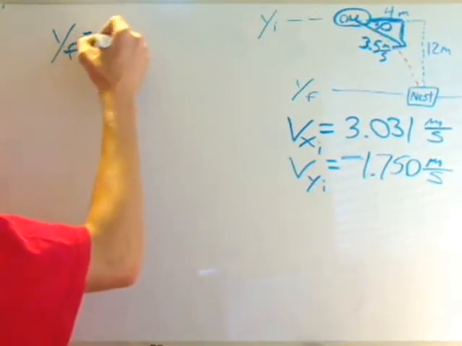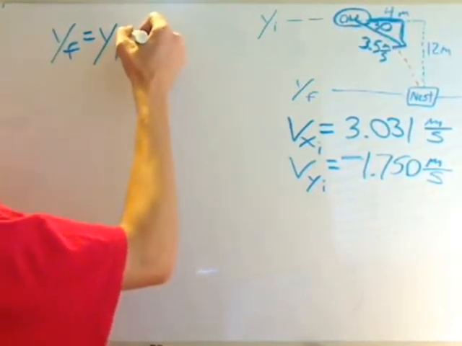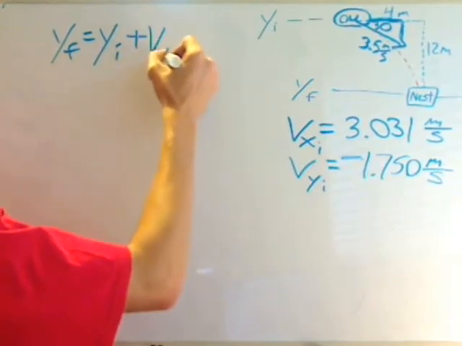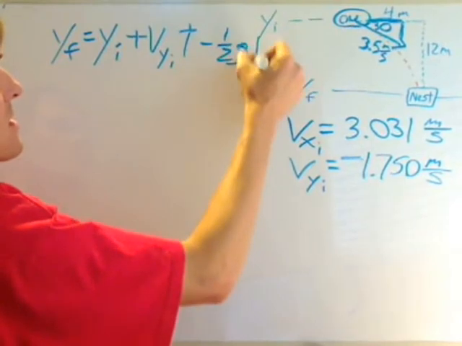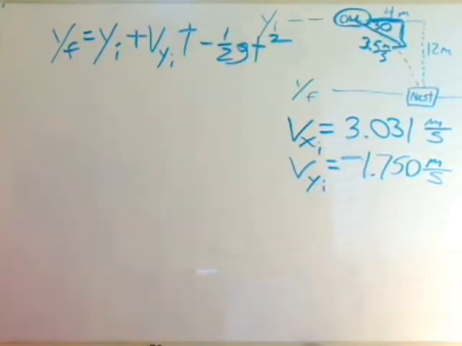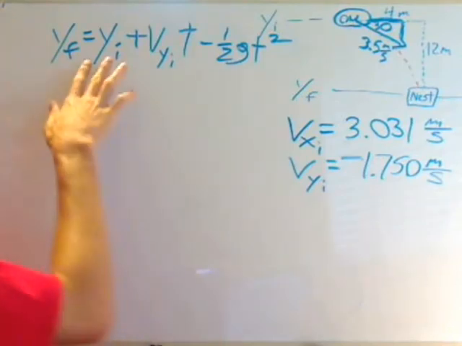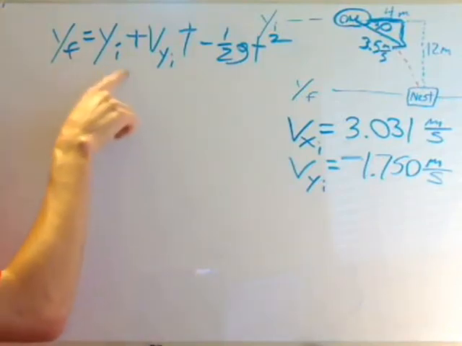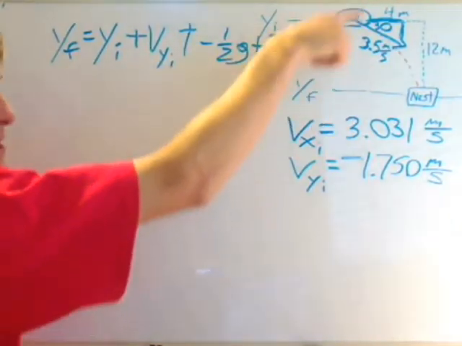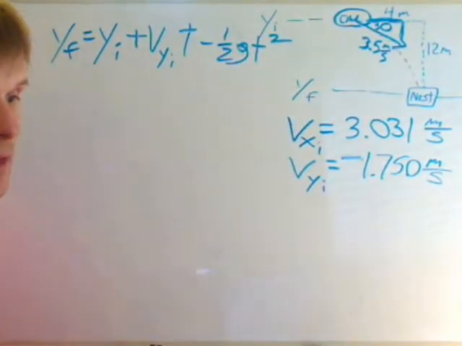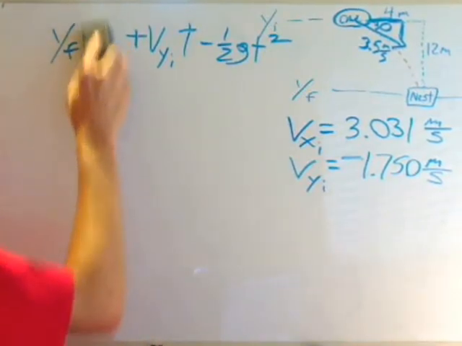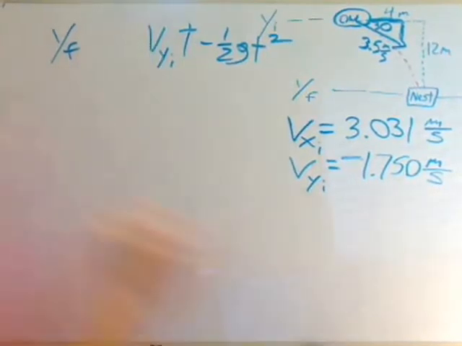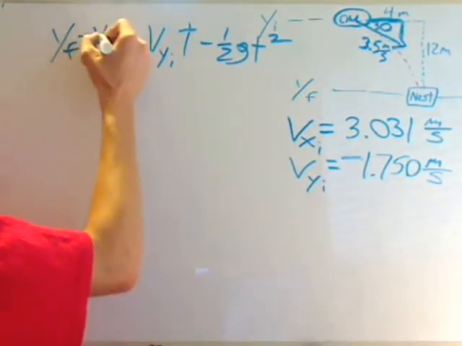y final equals y initial plus vy initial times time minus 1/2 g time squared. Okay? Now, we know what y final is. We know what y initial is. At least we know what the difference is between those two. It's 12 meters. So let's bring y initial over to this other side. Let's subtract it from both sides. And when we do that, we have this.